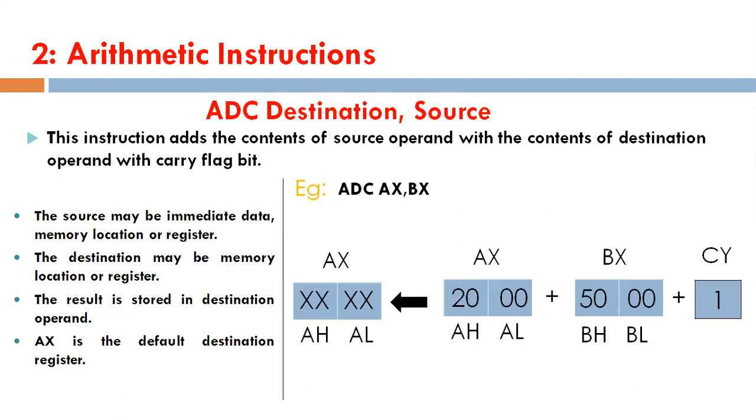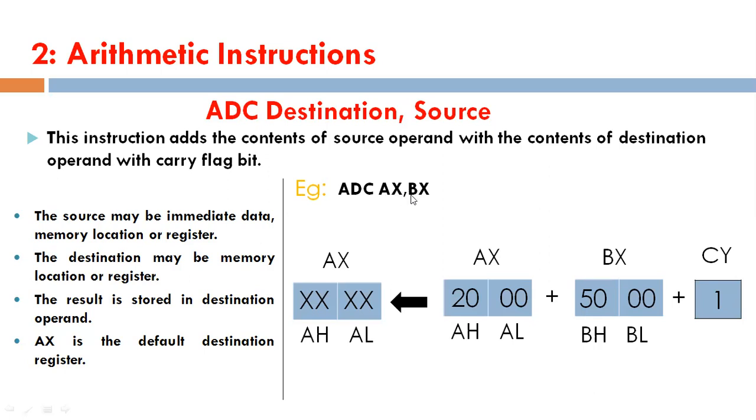Next, ADC, add with carry. This instruction adds the contents of the source operand to the contents of the destination operand along with the carry flag bit. The source may be immediate data, a memory location, or a register, and the destination may be a memory location or a register. The result is stored in the destination operand, and here AX is the default destination register. Example, ADC AX, BX.